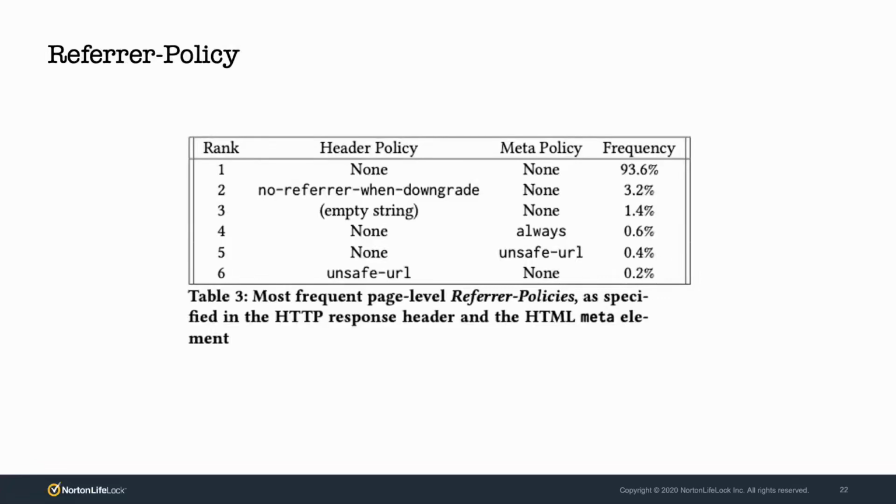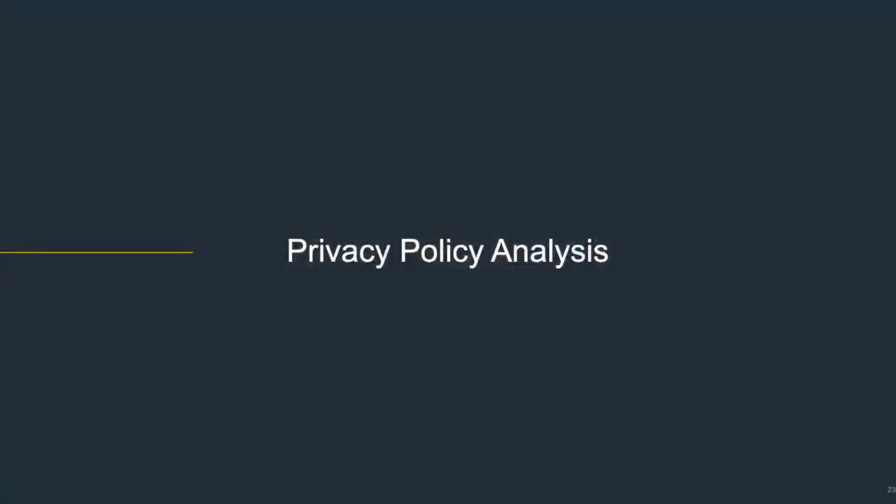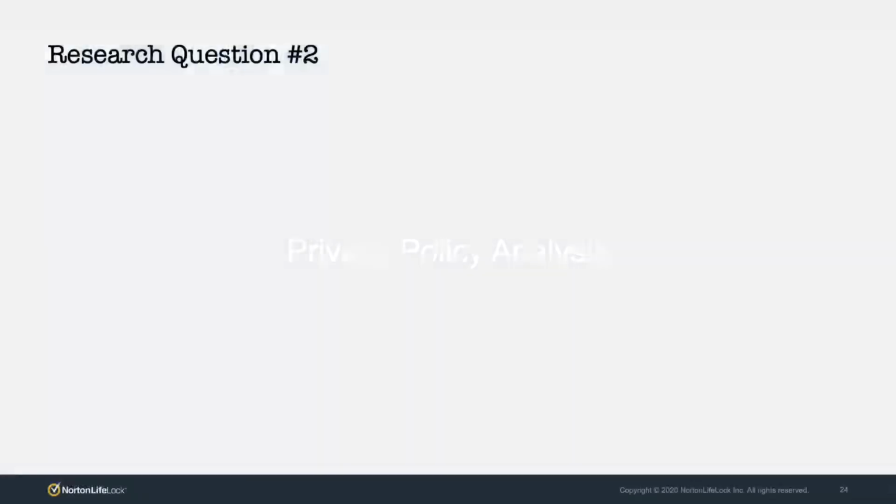We found that for the vast majority of websites, no referrer policies were explicitly specified, either via their header or via HTML elements. This shows the great amount of influence that browser vendors have to control potential privacy leaks via referrer headers. Another element of our research was looking at privacy policies.